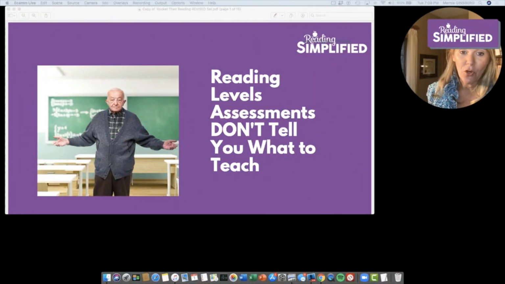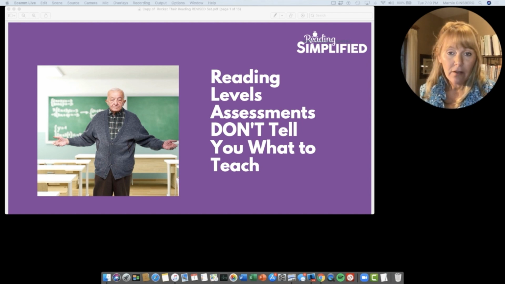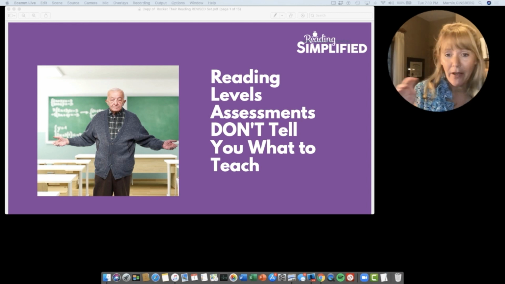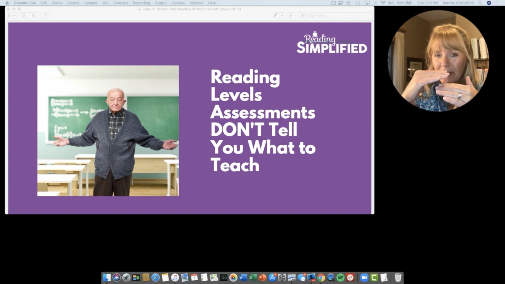First of all, reading levels don't tell you what to teach. What's the difference between an I level reader and an H level reader? You can make up some things about text types, but really on that triangle, it doesn't tell you what to do specifically. So that's one big problem.